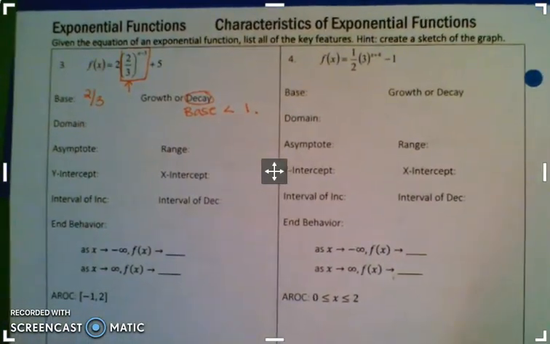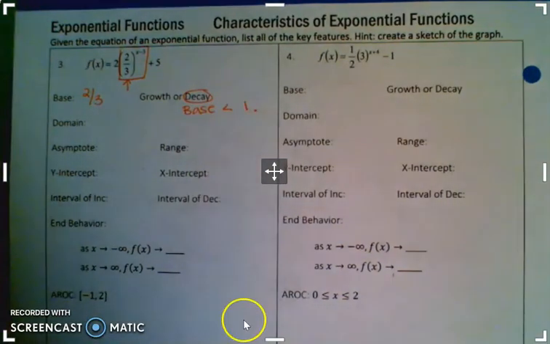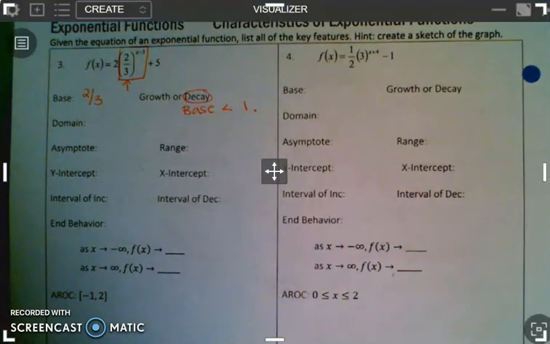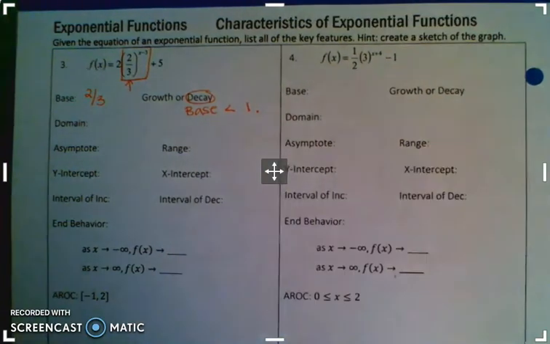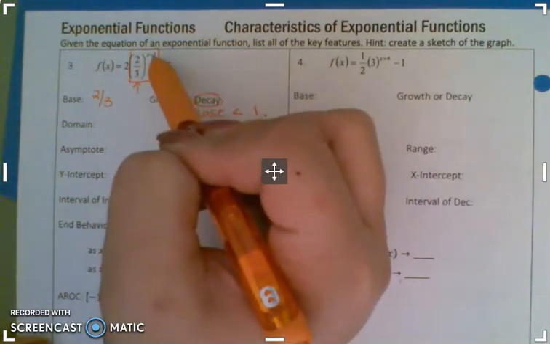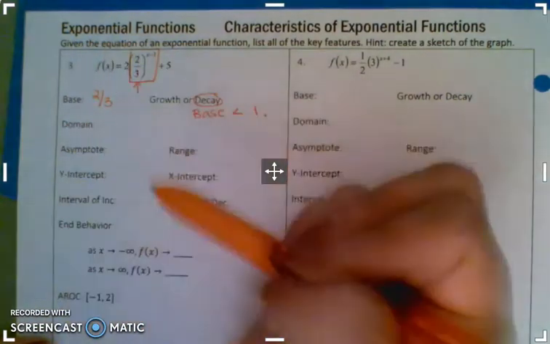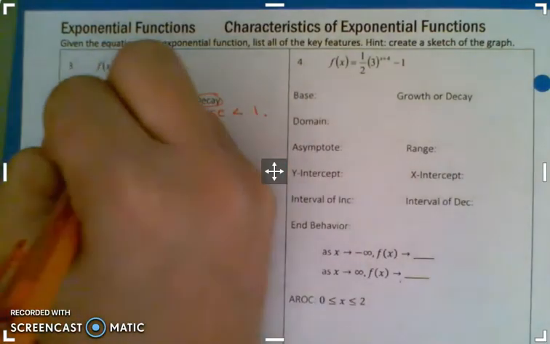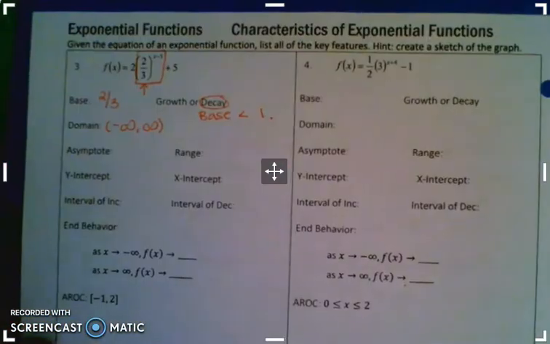Okay, next we're going to look at the domain. So the domain, we said, for all exponential functions, and it's exponential because there's an x in the exponent, the domain is negative infinity to positive infinity.